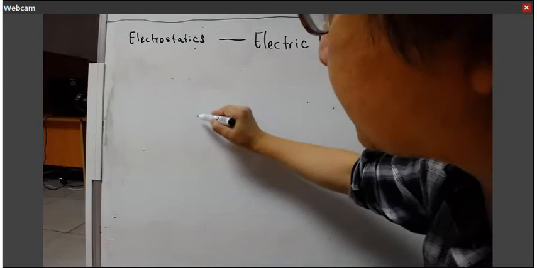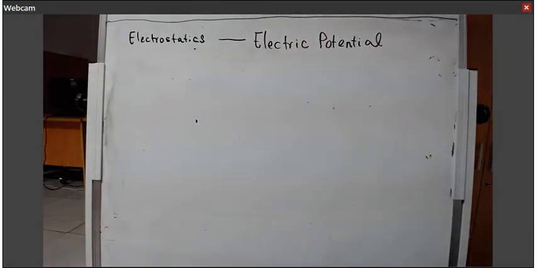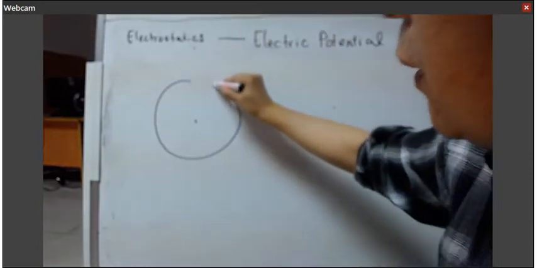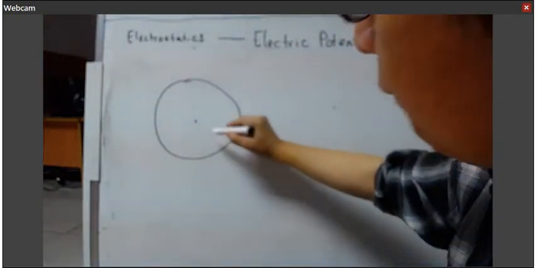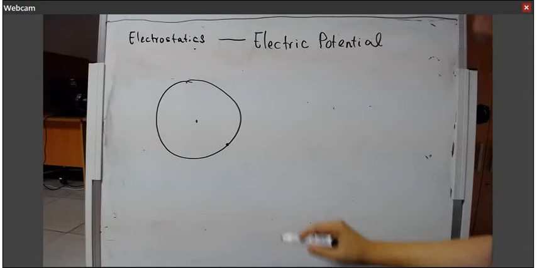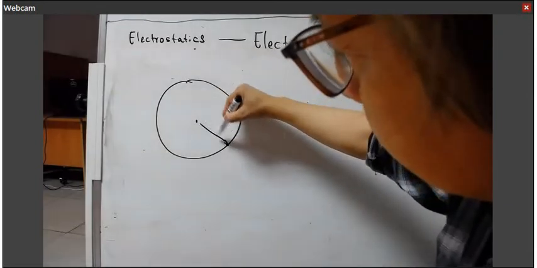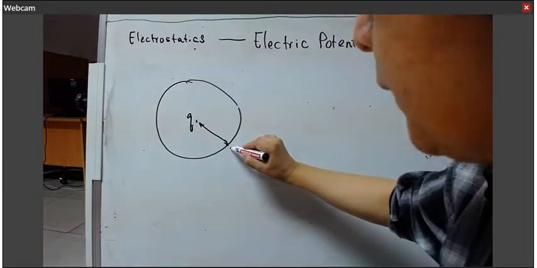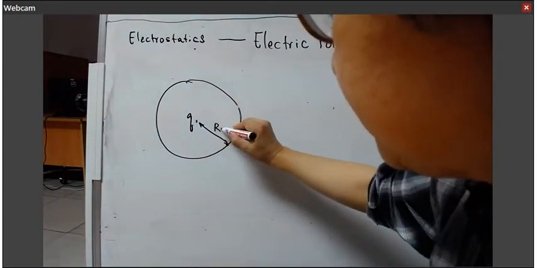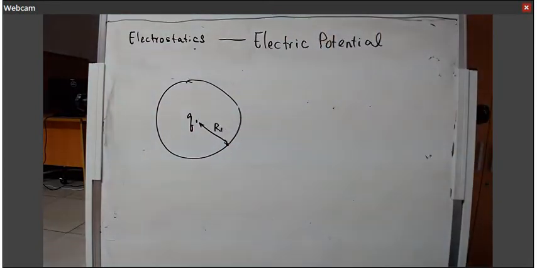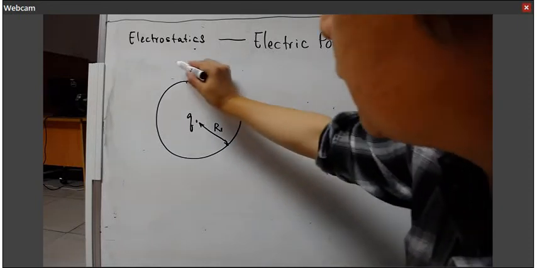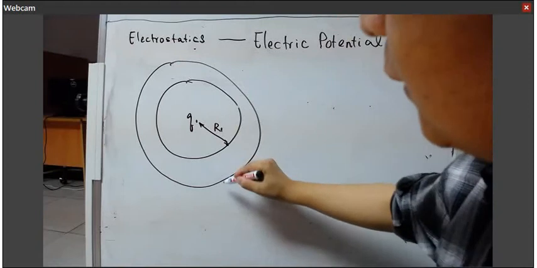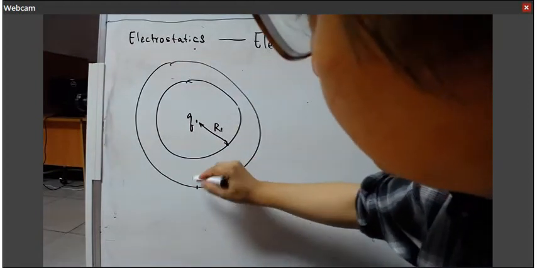Suppose we have a point charge. We are going to measure the electric field from one point. The distance between the charge Q and this testing point is R1. And we are going to arrange another tester on another position, which is R2.